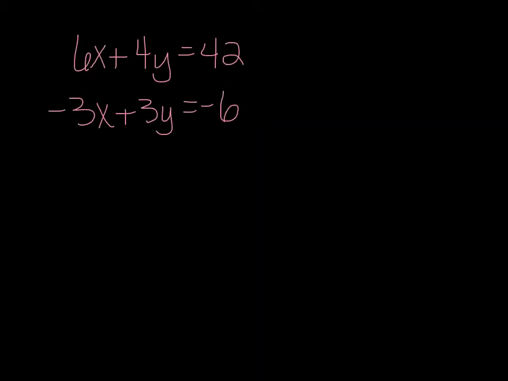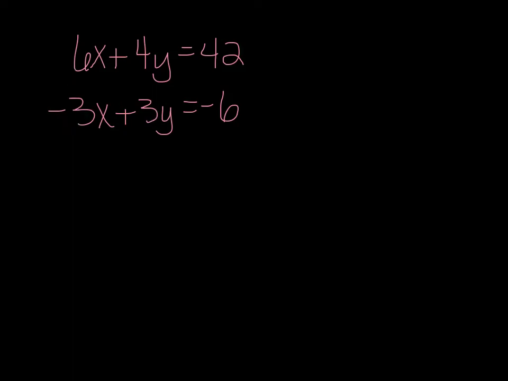Next problem. Same thing. We want either our x's or y's to be eliminated. So let's take a look at both of them. Okay, we have a 6 and a negative 3x. Now take a look at the smaller one. So negative 3x. Is there anything I can multiply this by to get negative 6? And the answer is yes. I can multiply this by 2, and I get negative 6. Okay, so that is one option.